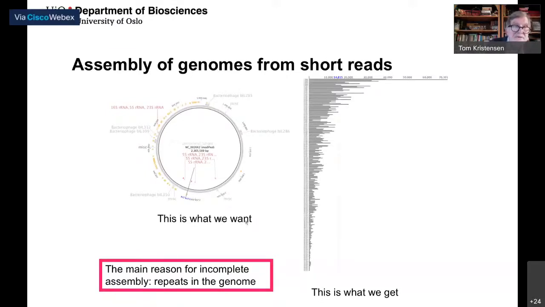So for the assembly of the genome, this is what we would have wanted, but this is what we ended up with. A lot of more or less long contigs, which altogether we hoped would cover at least most of the wild-type genome. And again, I would stress to you that the main reason for getting fragments rather than a complete genome is that the genome contains repeats which are longer than the reads that we get from the sequencing instrument.